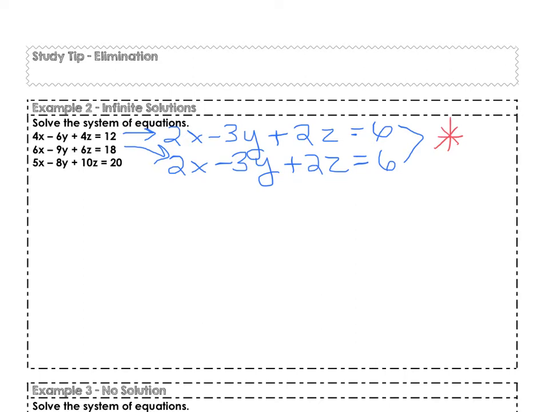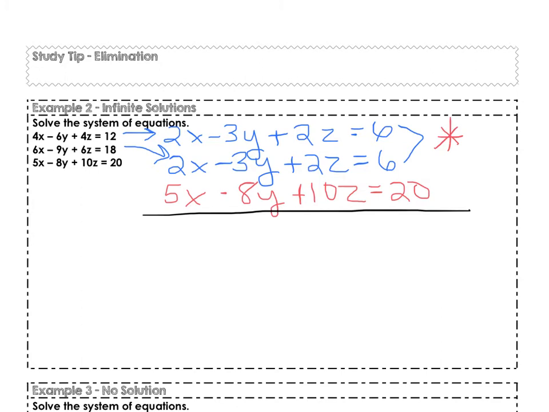So the next thing that we need to check is to see whether or not that third plane is actually going to intersect with this line. So I'm actually going to use this new equation that I created here: 2x minus 3y plus 2z equals 6. And I just want to make sure that this third equation, 5x minus 8y plus 10z, somewhere in this world intersects with it, and that I don't end up with a no solution scenario here, okay?